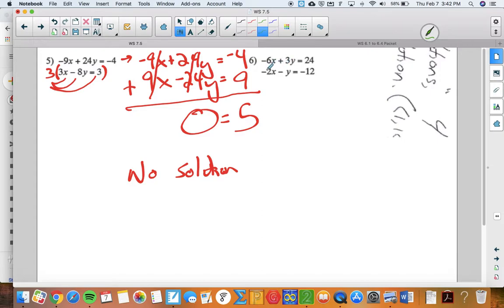Let's try this one. So the opposite of negative 6x is positive 6x. And I see I don't have opposite y's here either. So I'm going to multiply the bottom by negative 3 because a negative times a negative is a positive. And I want a positive 6x here on the bottom. And I get a positive 3y. And when I distribute the negative 3 to the right side, to the negative 12, I get positive 36.